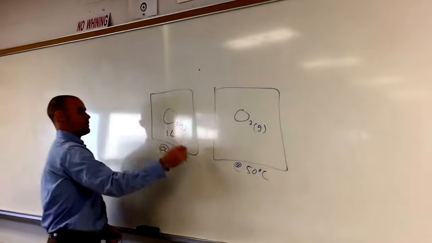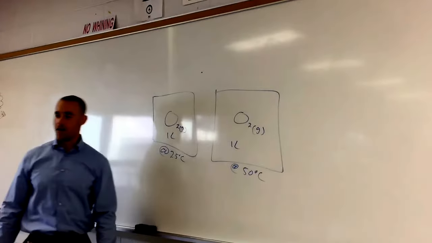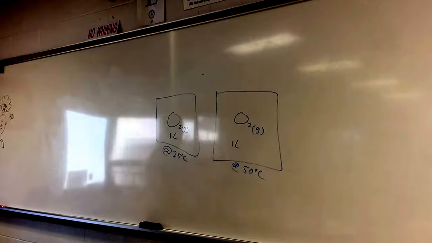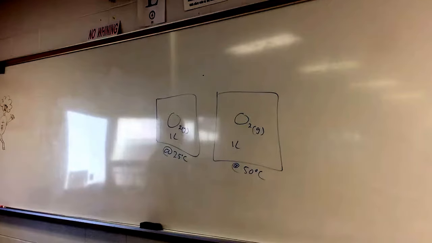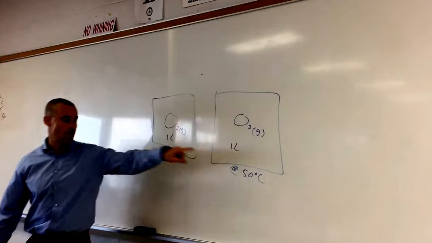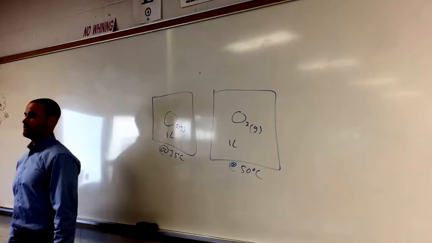Well, this is 1 liter and that's 1 liter. What if I told you the same volume? I might have drawn them a little different, but let's say the volume is the same. So in other words, the spreading out, it's equal. The distance between particles is equal. Why else? Why is the kinetic energy here not double what's inside this box?